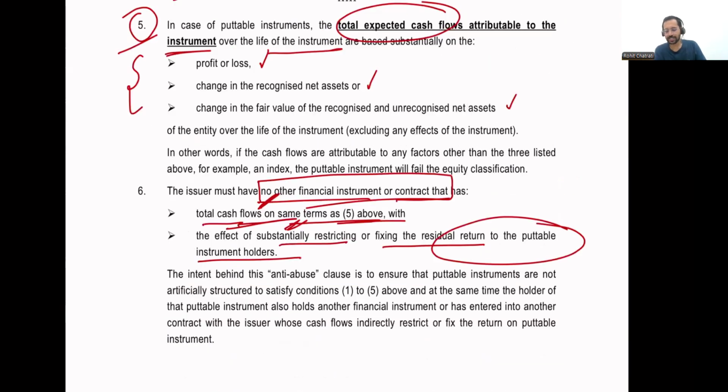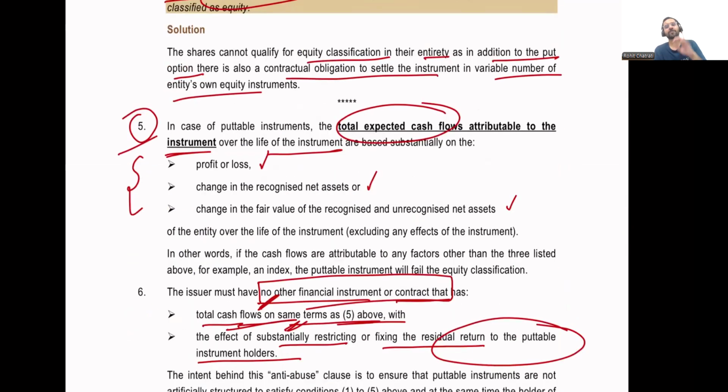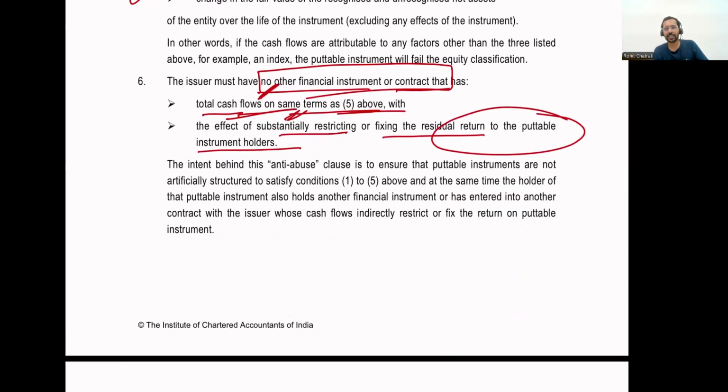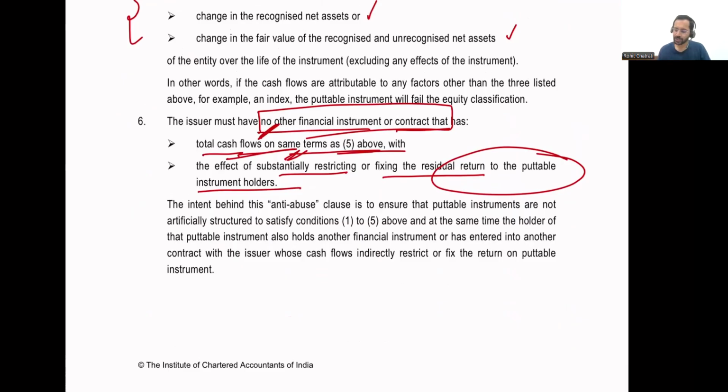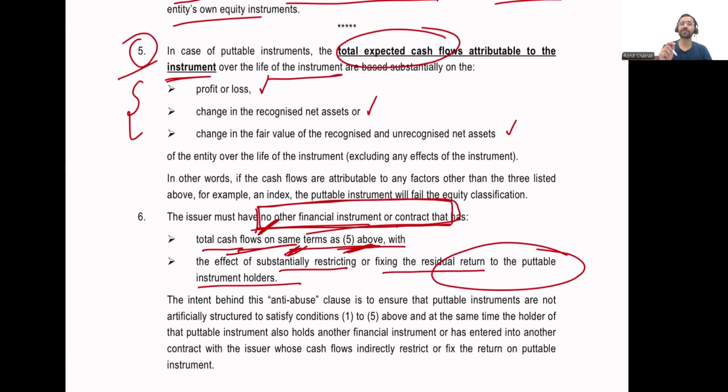Condition number four also, let us assume that it is satisfied, that there is no other obligation to pay cash. Condition number five also, let us assume, obviously, these ordinary shares' cash flows are going to be driven by the profit or loss that the entity makes. Now, looking at condition six, what it states is that the issuer must not have any other financial instrument or contract with the same cash flows as in condition 5, wherein that contract has cash flows which are predominantly driven by the profit or loss of the company.